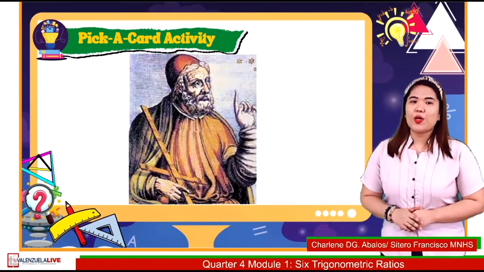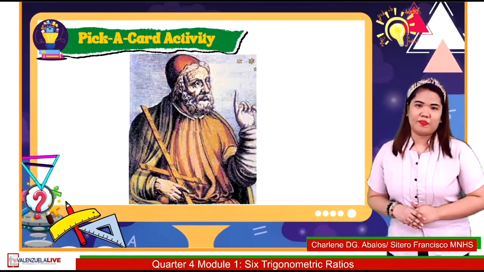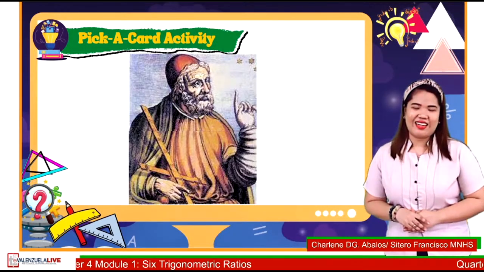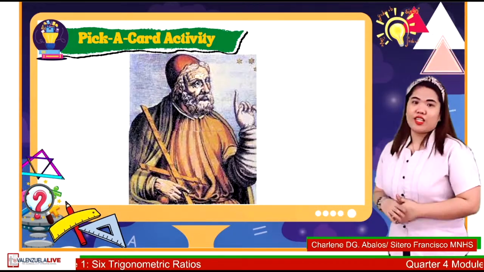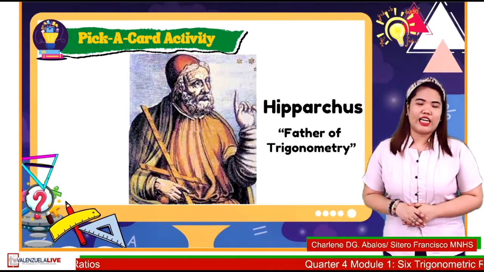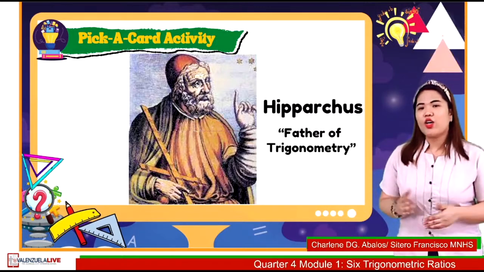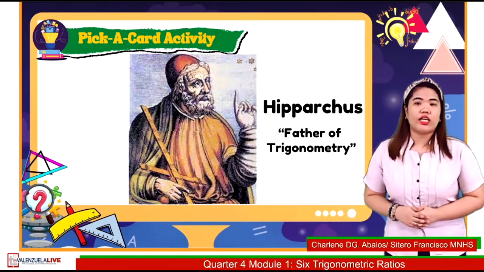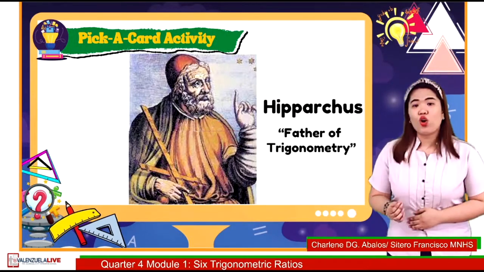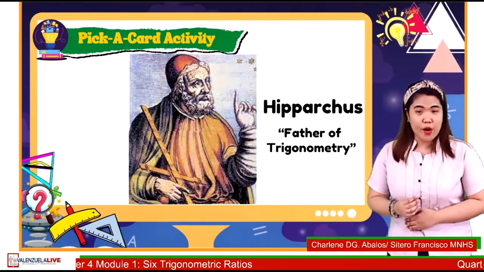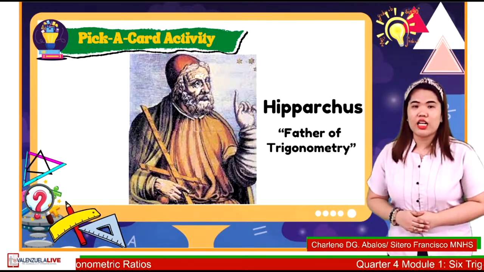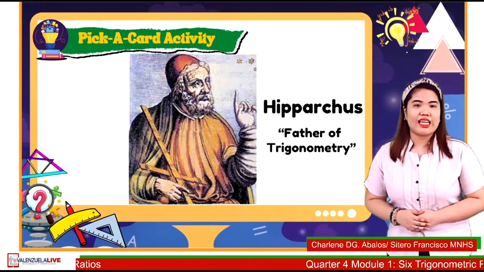We have now completed the picture. Do you know him? Right. He is Hipparchus. He is the father of trigonometry. He developed trigonometry and constructed trigonometric tables based on the chord in a circle. And he solved several problems of spherical trigonometry. He also introduced the division of a circle into 360 degrees.